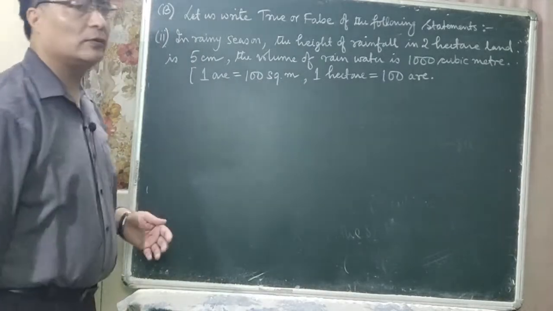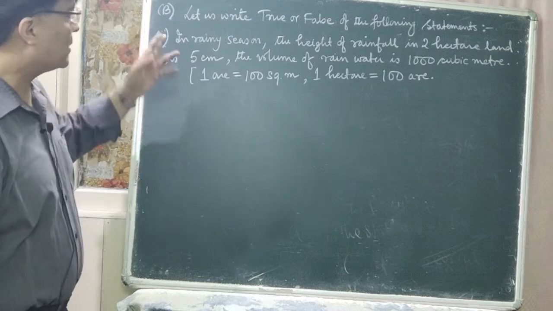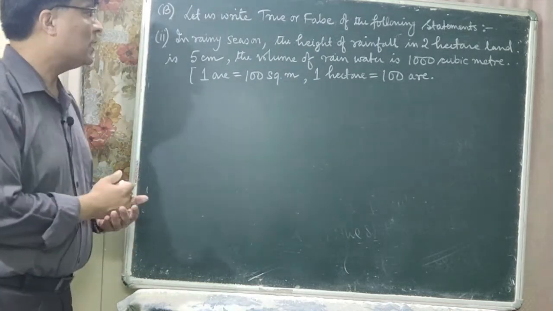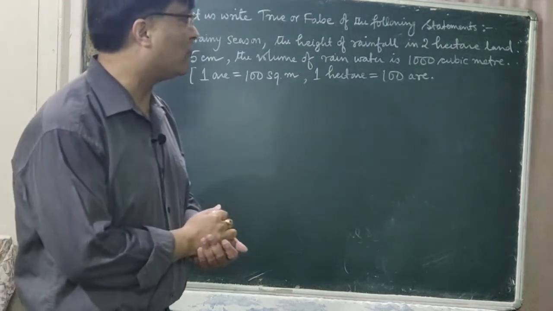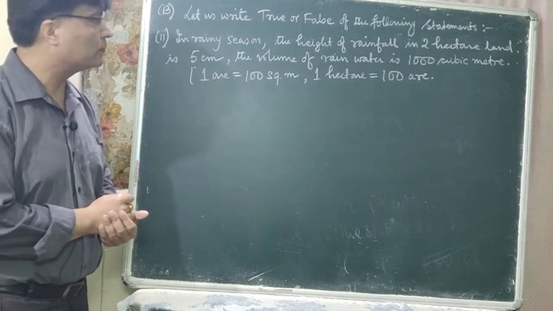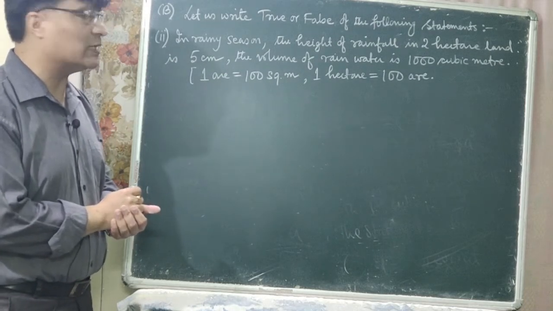So now let us check whether this second statement is true or false. Let us write true or false for the following statement. Okay, number 2: in rainy season the height of rainfall in 2 hectare land is 5 centimeter. The height of rainfall in 2 hectare land is 5 centimeter.